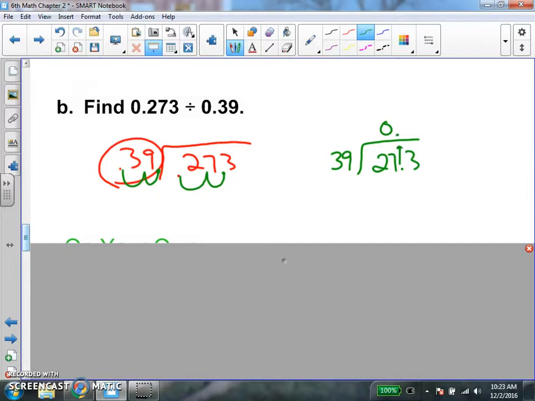And then I look to my next digit. Can 39 go into 273? Yes, in fact it can. 39 times 7, this works out perfect, is 273. So when I subtract, I would get no remainder. And my answer then is 7/10 or 0.7.